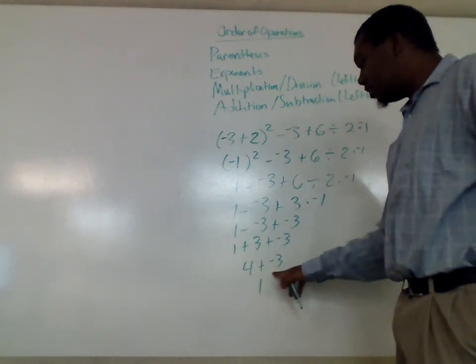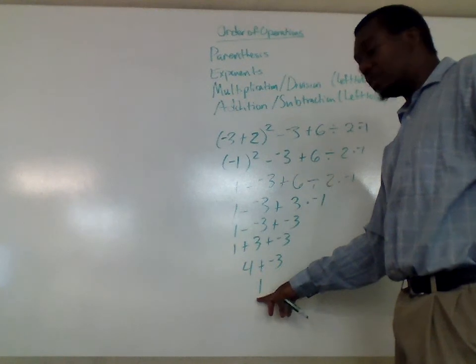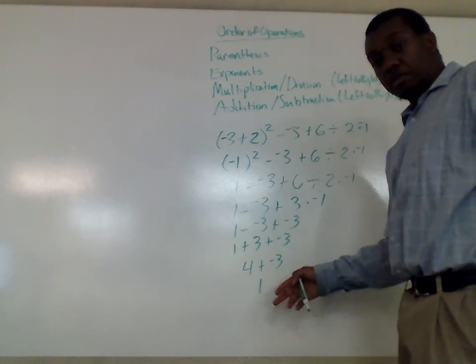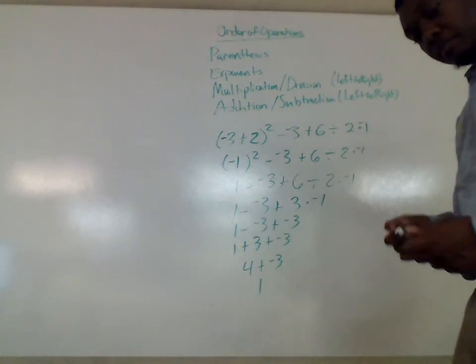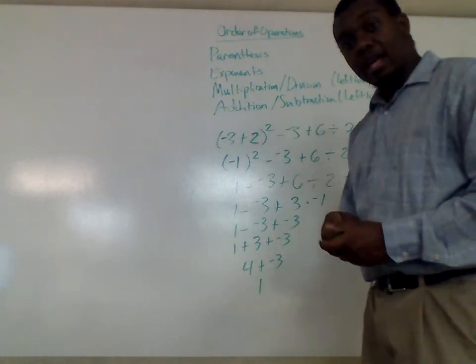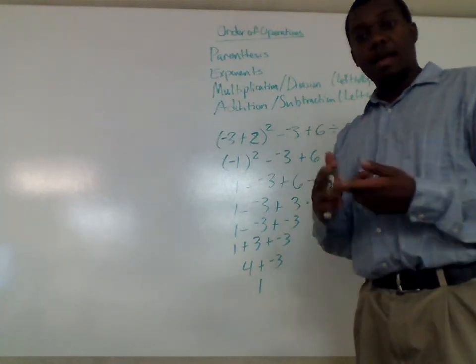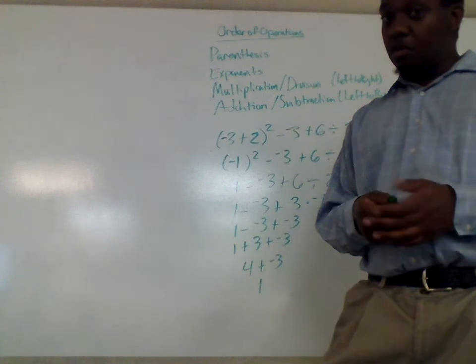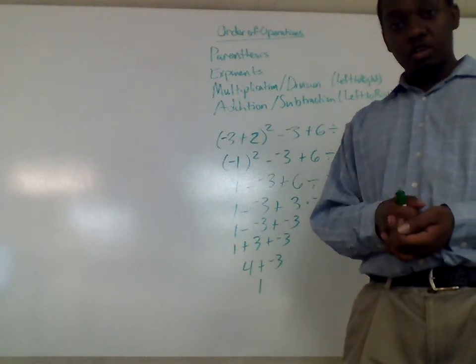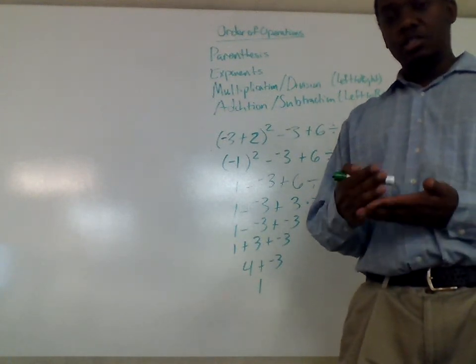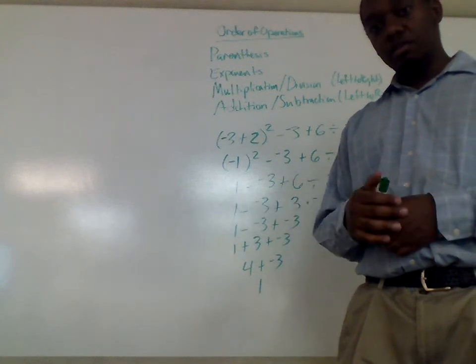Why? The larger of the two is a positive, so our answer is positive. 4 minus 3 is 1. And so we end up with 1. And that is a review of adding, subtracting, multiplying, dividing in order of operations with integers. So those were our negative numbers, 0, and our positive whole numbers.